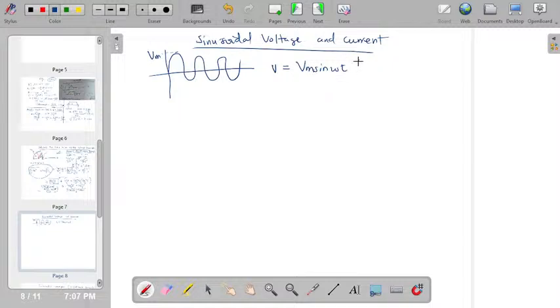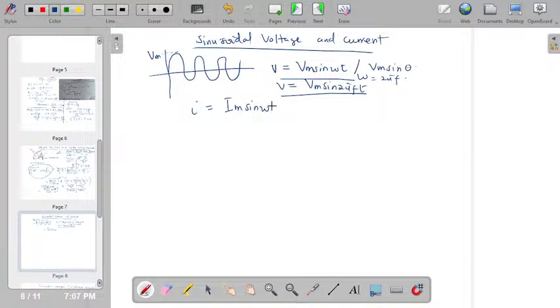You can also get Vm sine theta in some situations, where omega is equal to 2 pi f, right? This angular frequency. So Vm sine 2 pi f t. Put this in your mind. Then the next thing is I, current. Current is also Im sine omega t.